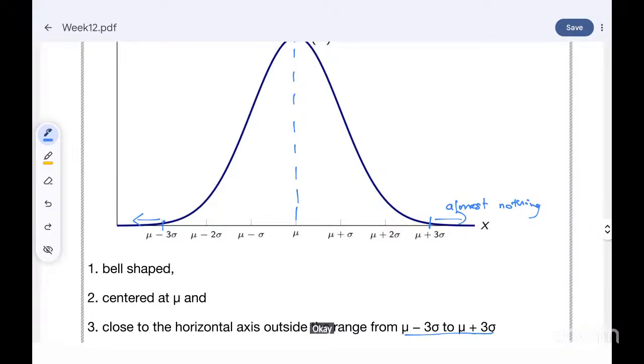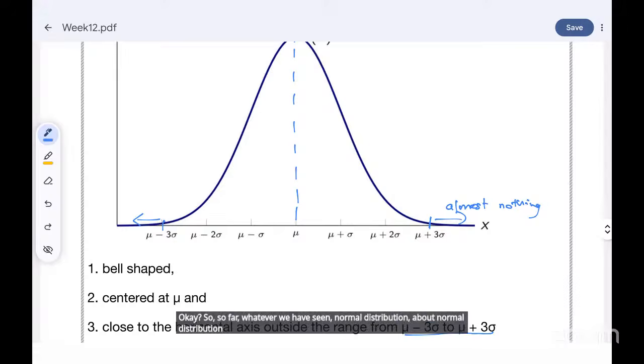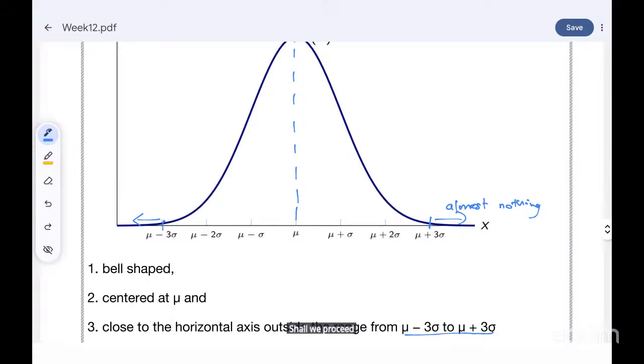Okay, so far whatever we have seen about normal distribution, is that clear? Shall we proceed? Okay.